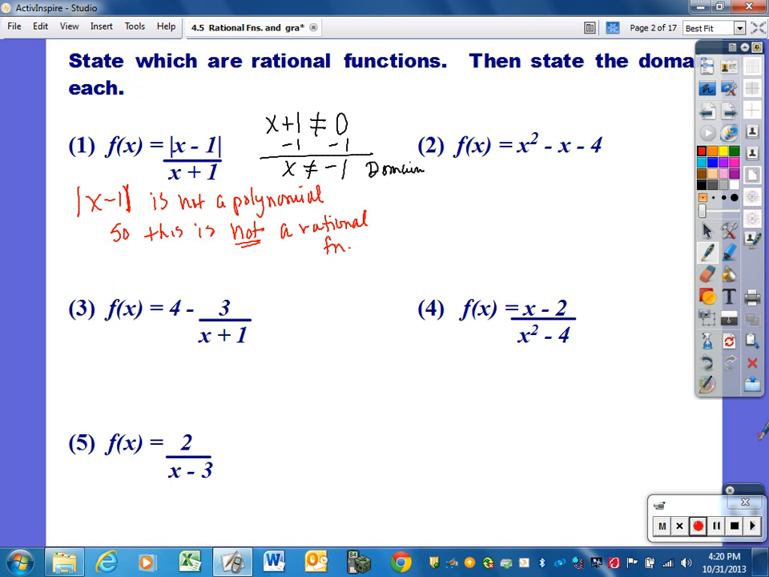Next function, x squared minus x minus 4. And it has no divisor, so we could say over 1. So is x squared minus x minus 4 a polynomial? And is 1 a polynomial? Yes, they both are. So this is a rational function. The domain, I can have a denominator of 1. I don't have any variables down there, so the domain, x, is all reals.